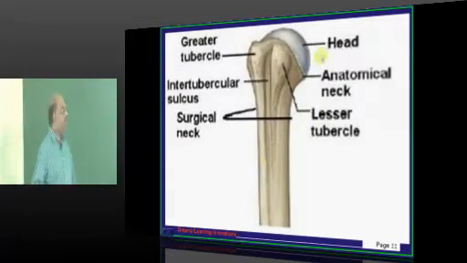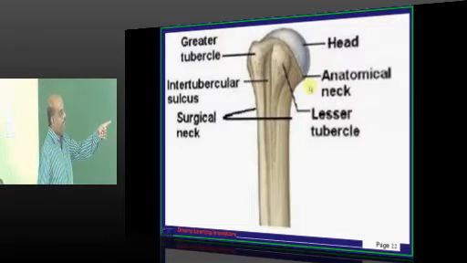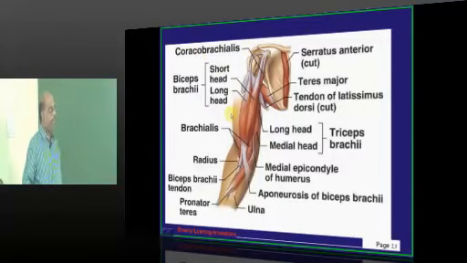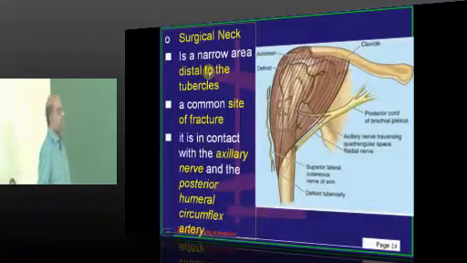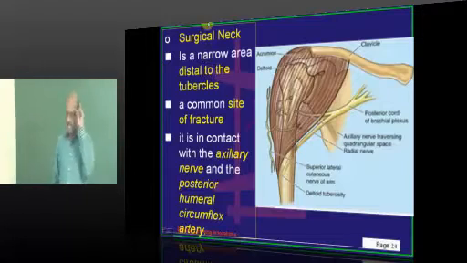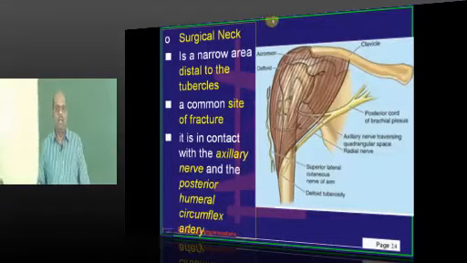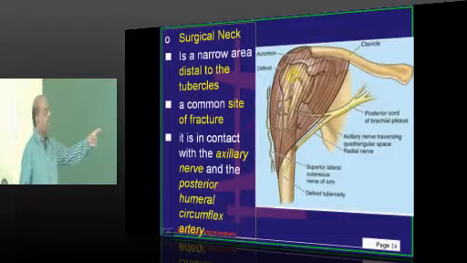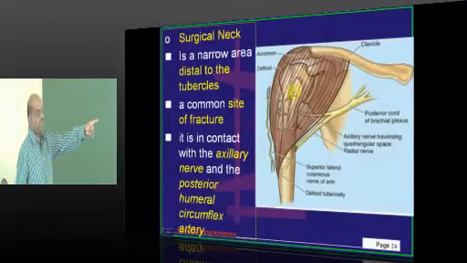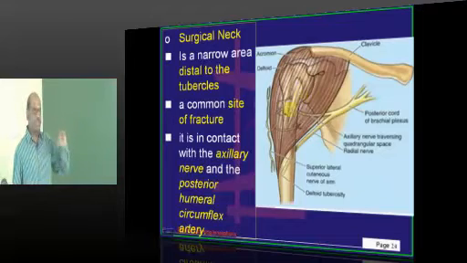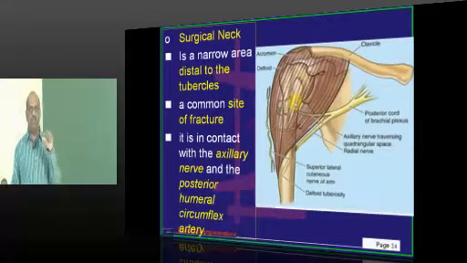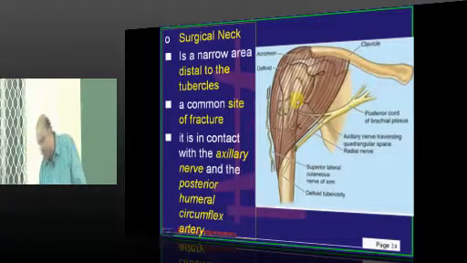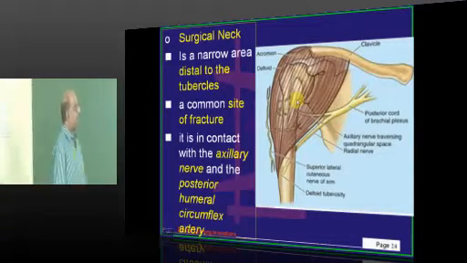So in summary, doctor, you have a greater tubercle, an anatomical neck, the lesser tubercle, and the intertubercular sulcus, and the various muscles which are in close association. Now the surgical neck of the humerus, this is one thing many times questions come. Distal to the tubercles, there is a narrow area which is called the surgical neck, which is a very common site for fracture.